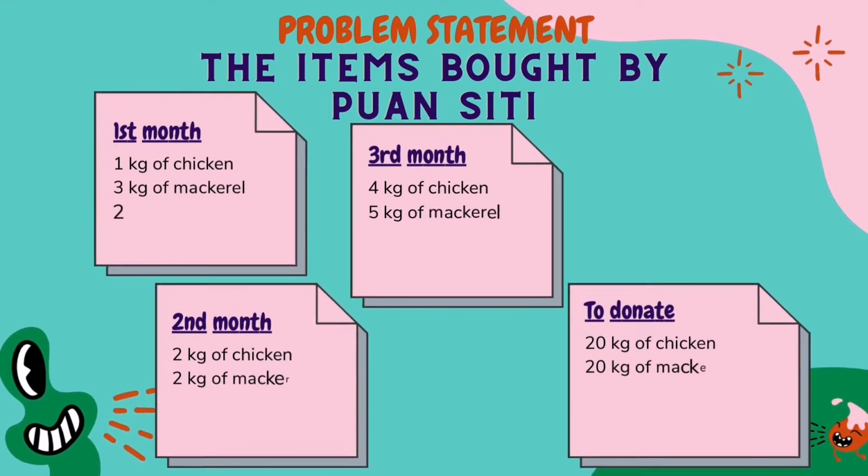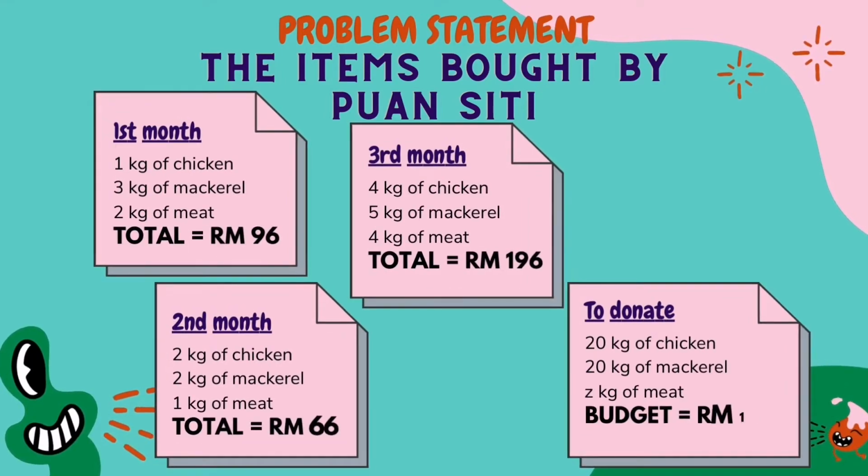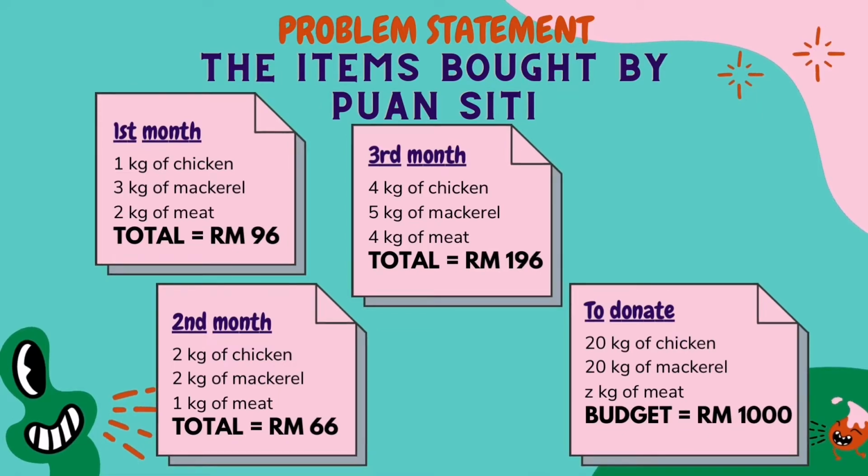Problem statement. Every month, Puan City will go to the market and buy some groceries. During the shopping, there are 3 common items that she will purchase, which are chicken, mackerel, and meat. For the first month, she bought 1 kg of chicken, 3 kg of mackerel, and 2 kg of meat. The total cost she paid for that month is 96 ringgit. Next month, she decided to buy 2 kg of chicken, 2 kg of mackerel and 1 kg of meat. The total cost she paid for all of the items is 66 ringgit.